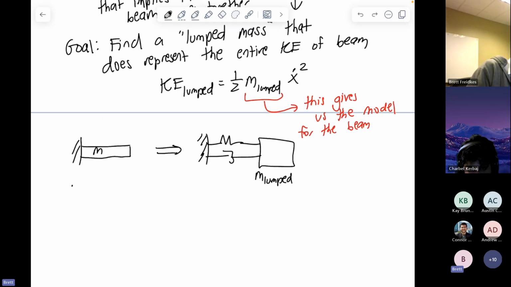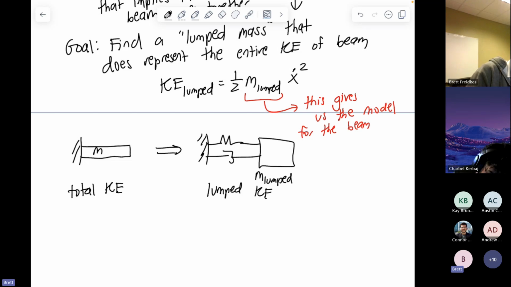So over here, we have some total kinetic energy. And over here is our lumped kinetic energy. And these two things will be equal. Our total kinetic energy will be complicated to find because we have this distribution of velocity. I'm hoping you're thinking about integration, because that's what we're going to be doing here.